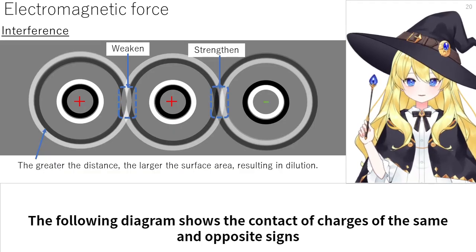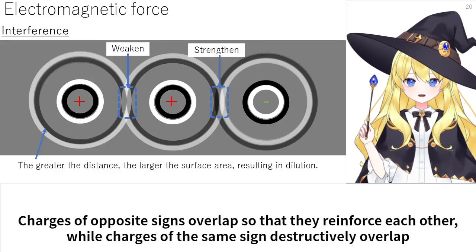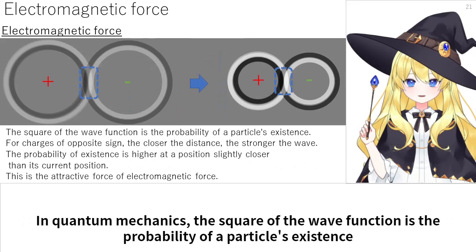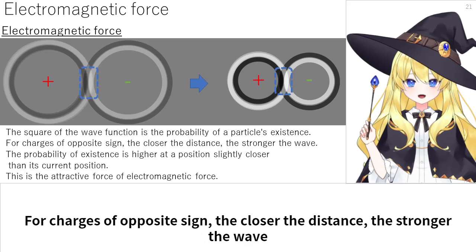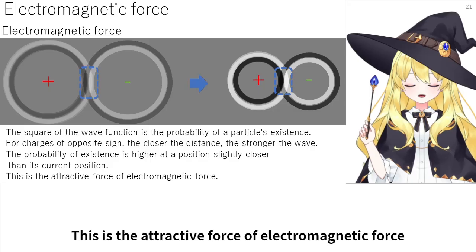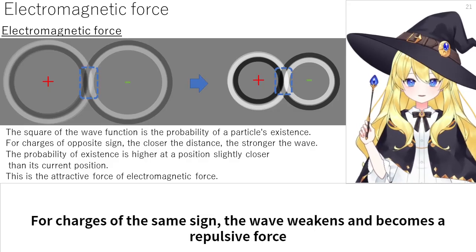The following diagram shows the contact of charges of the same and opposite signs. Charges of opposite signs overlap so that they reinforce each other, while charges of the same sign destructively overlap. Also, the greater the distance, the larger the surface area, resulting in dilution. In quantum mechanics, the square of the wave function is the probability of a particle's existence. For charges of opposite sign, the closer the distance, the stronger the wave. The probability of existence is higher at a position slightly closer than its current position. This is the attractive force of electromagnetic force. For charges of the same sign, the wave weakens and becomes a repulsive force.